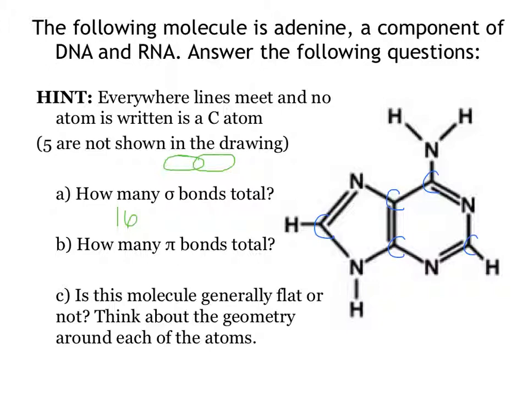Pi bonds are formed from what we call unhybridized p orbitals, okay? So hopefully you guys remember that p orbitals are these things that look like peanuts. That's how I remember them.